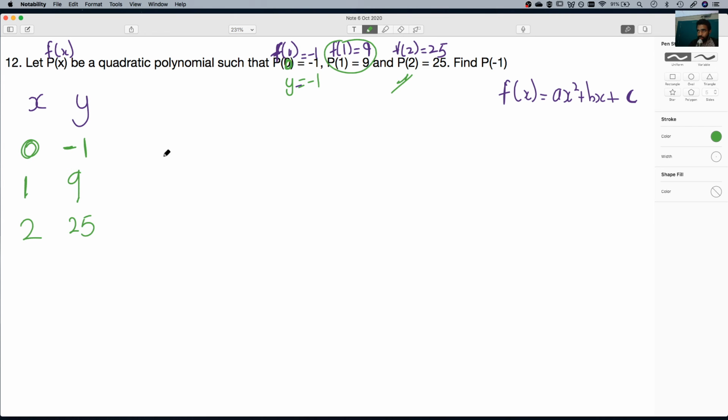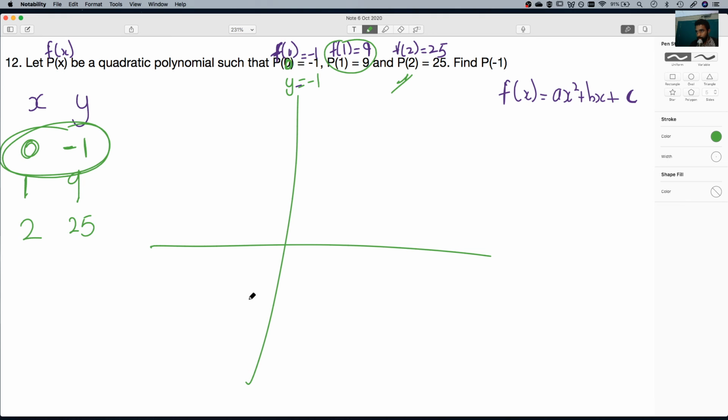And if you remember what I just said, if we know that this graph cuts the y-axis, intersects the y-axis at the point 0 comma minus 1, let's imagine the graph looks, I don't know what the graph looks like. Let's imagine it looks like that.